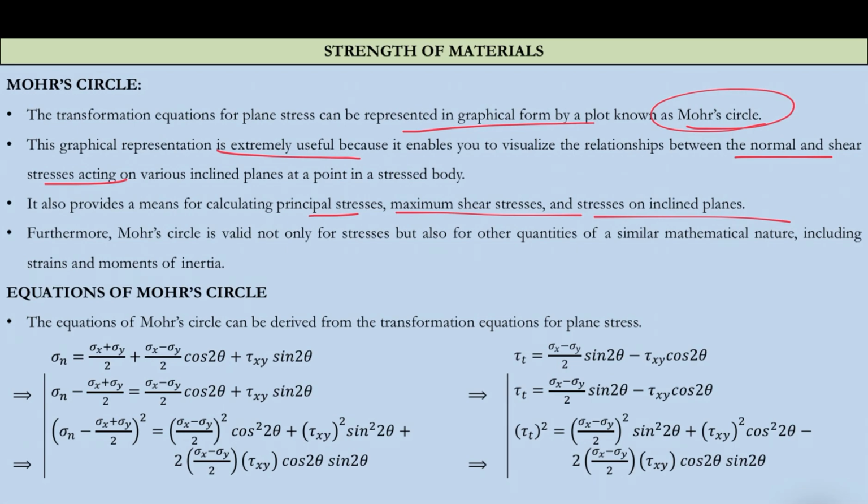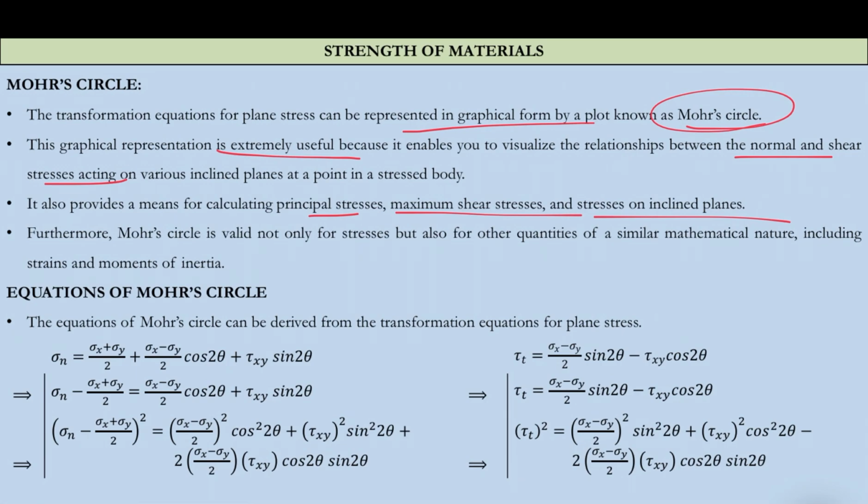Further, Mohr's circle is not only valid for stresses. You can draw a Mohr circle for strain also, and for moment of inertia also. So various other parameters can be plotted on a Mohr circle. If it is a circle, it must have some equation, and only then can we say this is the equation of a circle. That is why it is named Mohr's circle. So let us see what the equation of that particular circle is.